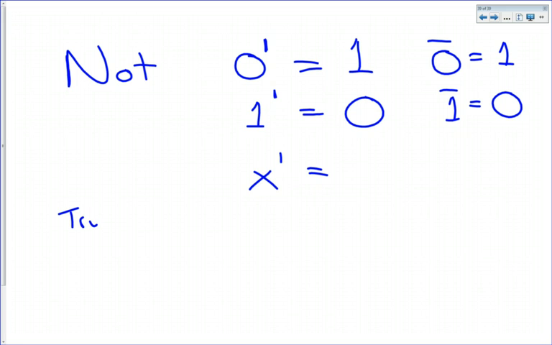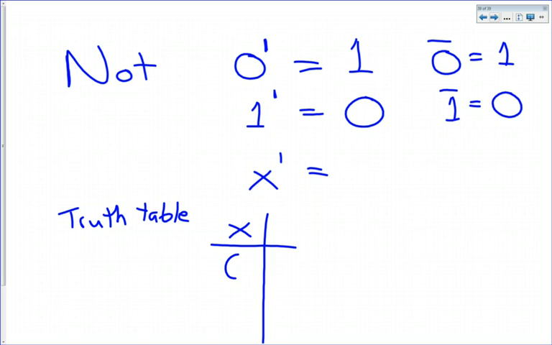So in other words, this is the truth. Okay? So my truth table looks like this. Here's the value of x. Well, it could be a 0 or it could be a 1. So if that's true, the value of x NOT would be a 1 or a 0. Right? Whatever x is, x NOT is its opposite, or its dual. Very simple truth table. Okay?